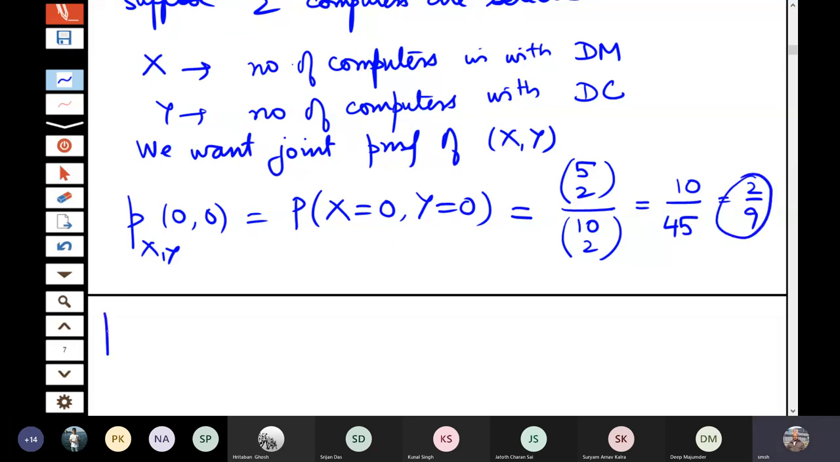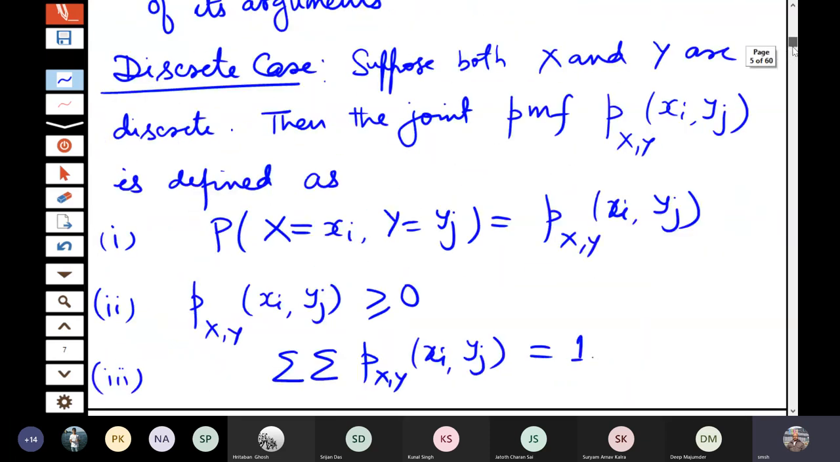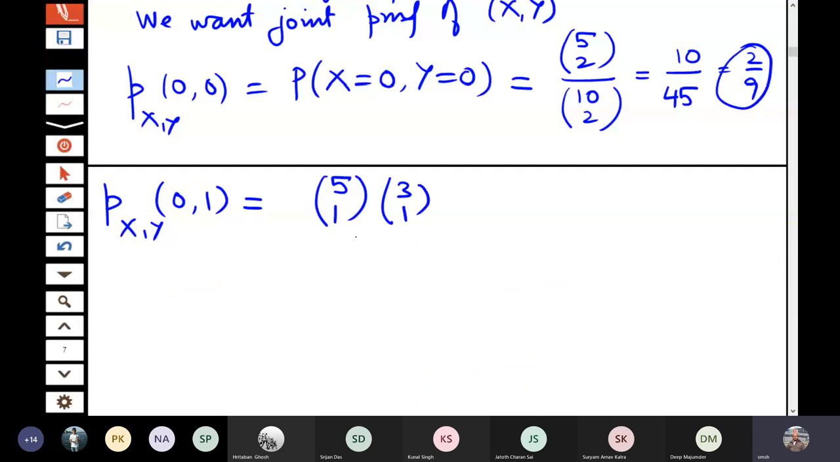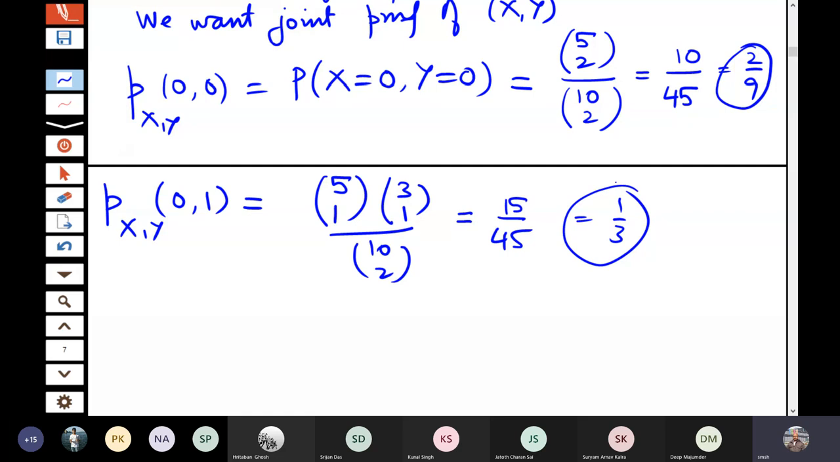Then let us look at what is the probability that x is equal to 0, y is equal to 1. That means 1 is good and 1 is selected with defective CPU. How many of them were with defective CPU? We had 3 with defective CPU. So this is 3C1 divided by 10C2. So it is 1 by 3, of course, I will write it as 15 by 45. Similarly, you can calculate the probabilities for (1,0), (1,1), (1,2), and so on.